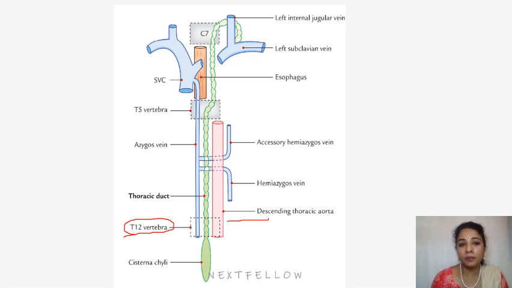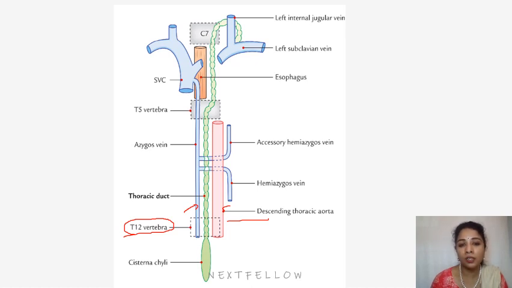Thoracic duct passes through the aortic hiatus through the diaphragm at the level of T12, and it runs along with the azygous vein. So you can see here, this blue one is the azygous vein, red one is the aorta. So the thoracic duct is sandwiched between these two structures. And at the level of T5, you can see here the thoracic duct crosses. So it deviates towards the left side.